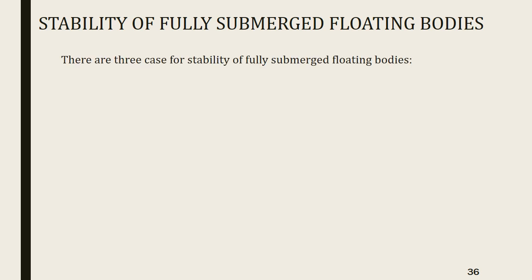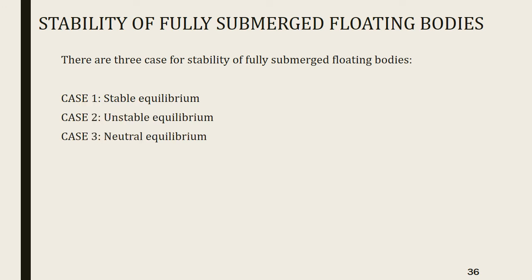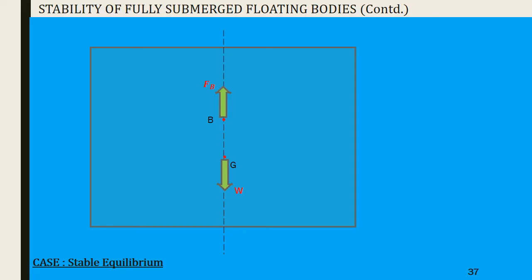So earlier we had discussed the stability of partially submerged floating bodies. Now we will be discussing the stability of fully submerged floating bodies, that is, bodies completely submerged in the fluid. When a body is completely submerged, it does not have a metacenter. Only for partially floating bodies is the metacenter available. So the stability of fully submerged floating bodies is going to be different from the stability of partially submerged floating bodies. There are three cases for stability, just like partially submerged floating bodies: stable equilibrium, unstable equilibrium, and neutral equilibrium. So let's check out the stable equilibrium.